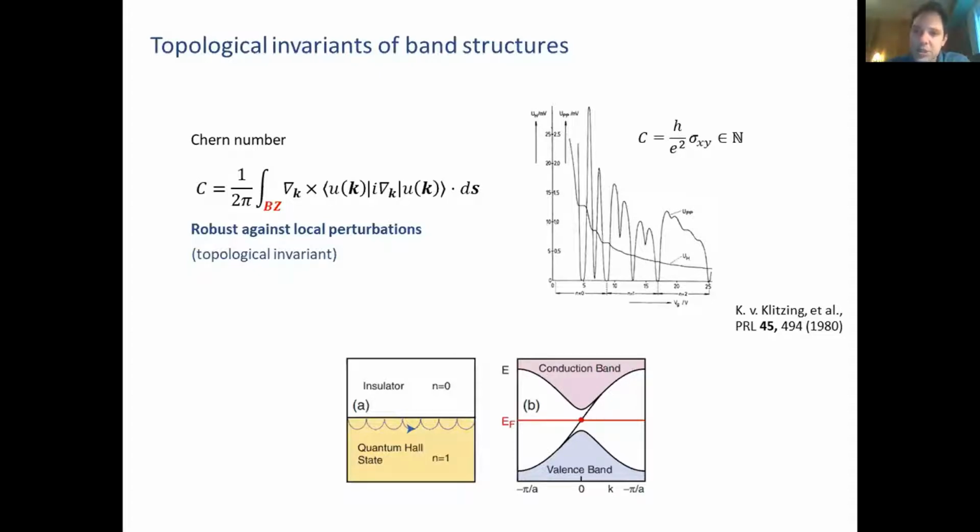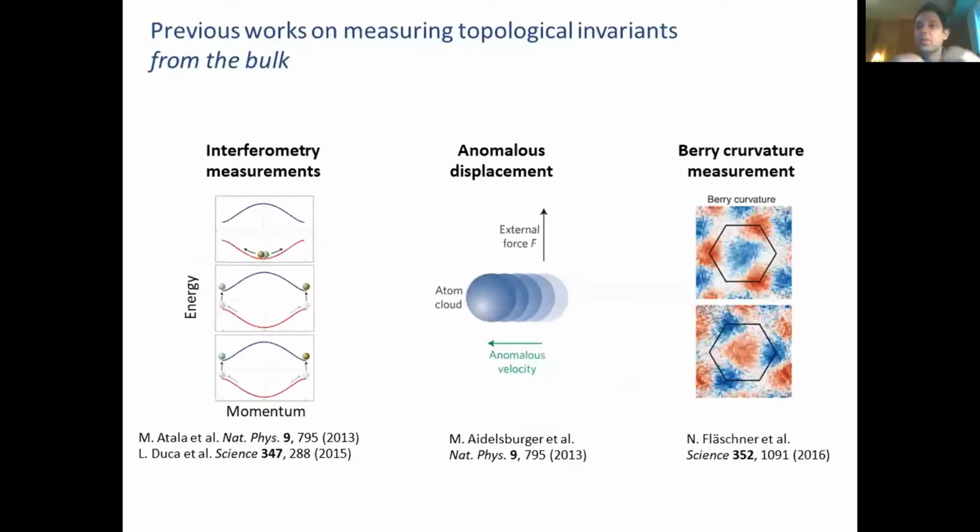But in this presentation, I would like to go back to the bulk, because as we know, the fundamental properties of topology were originally defined inside the bulk. And what I would like to show is how we can measure this quantity in graphene. Measuring topological invariants from the bulk without accessing the edges has been done in a variety of systems, including cold atoms and photonic systems, and they rely on a variety of different approaches.